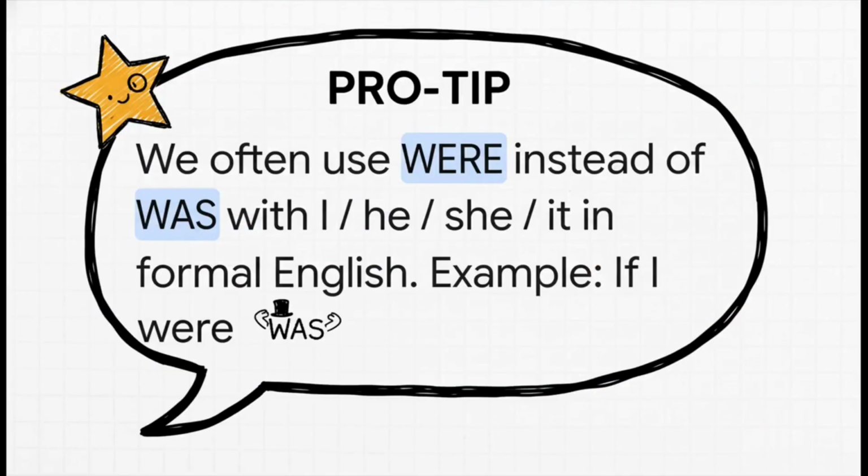All right, now here's a little pro tip for you. This is a good one. When you're in that if part of the sentence, you're going to hear people say, if I were, or if he were, all the time, even though you might think it should be, I was. Using were is just a classic part of the second conditional. It sounds a little more proper, and it's always the right choice here.